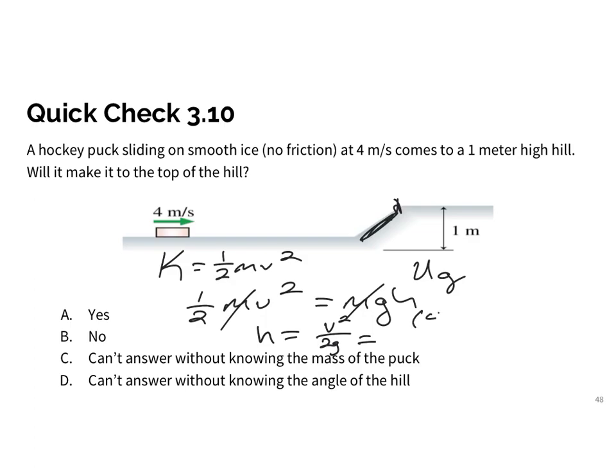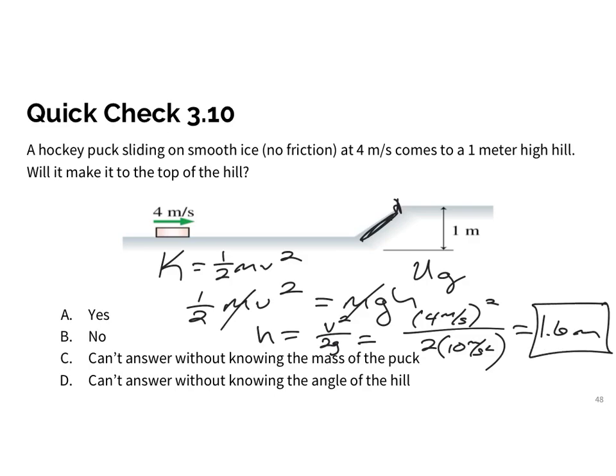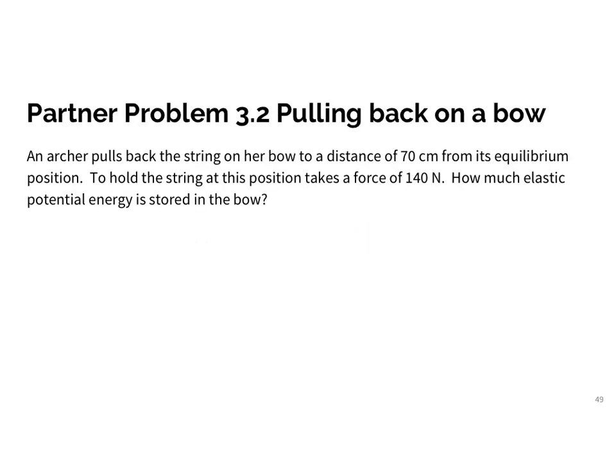So it's 4 meters per second, that quantity squared, over 2 times 10 meters per second squared. So I got 16 over 10. That's 1.6 meters. That says, yes, I can make it to the top of the hill. So I'm good.